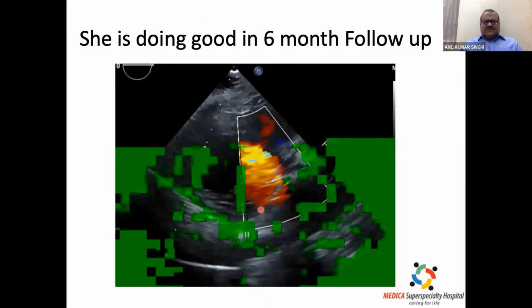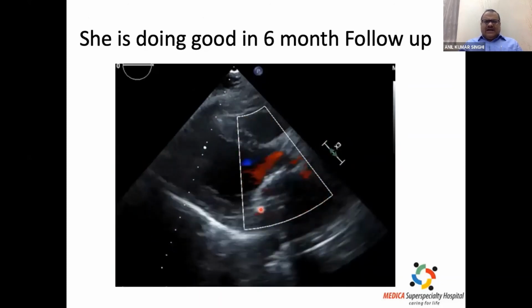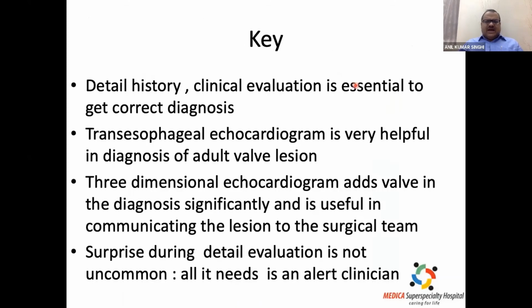And this is a 6-month follow-up. She's doing extremely well. So the idea: detailed history and clinical evaluation are essential to get the correct diagnosis. Transesophageal echocardiogram is very, very helpful in diagnosis of adult valve lesions. 3D echo adds value to the diagnosis significantly and is useful in communicating the lesion to the surgical team.